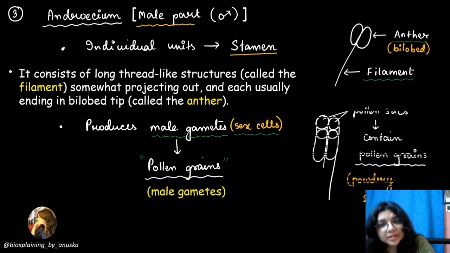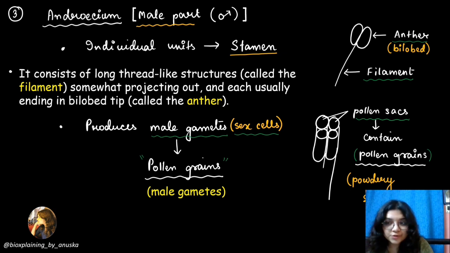If we further look into the structure of the stamen, we'll find that the anther contains something called the pollen sacs. So these pollen sacs are the structures which actually contain the pollen grains, which are powdery substances that are produced. So this is about the third whorl of a flower, which is the male part.